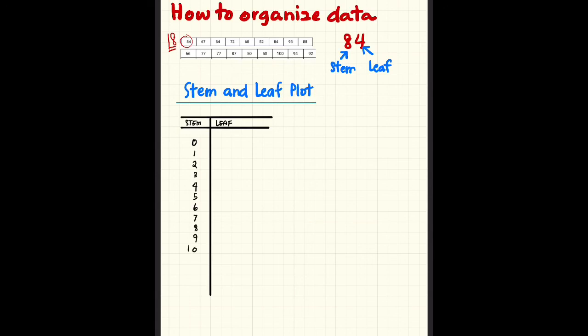Okay, so how does that happen? So remember, this is the stem, which is the tens place, and the leaf, which is the ones place. So how would I write 84? I would look for 8, and then I would write the 4 over there. See? So 84 would be 8 and 4. And I can cross that out. Remember to cross out the number every time, okay?